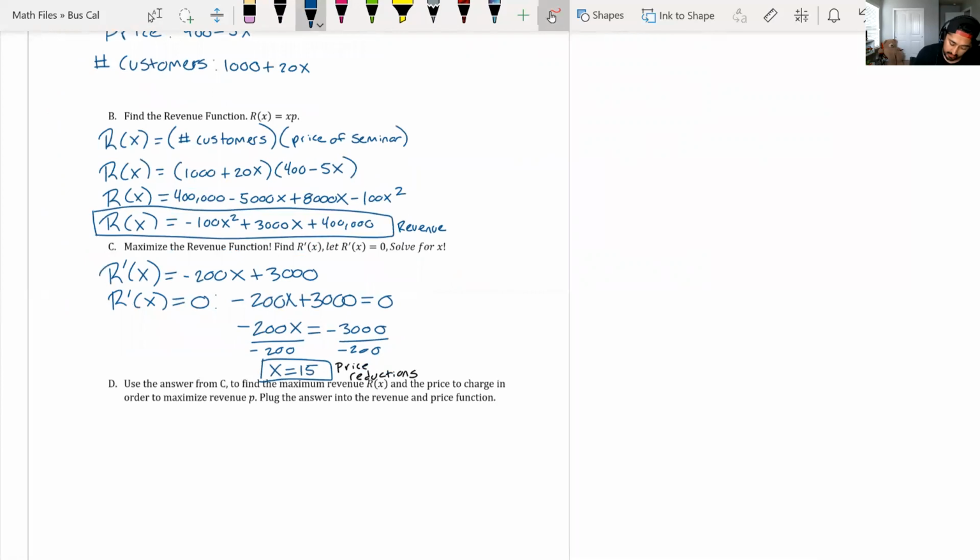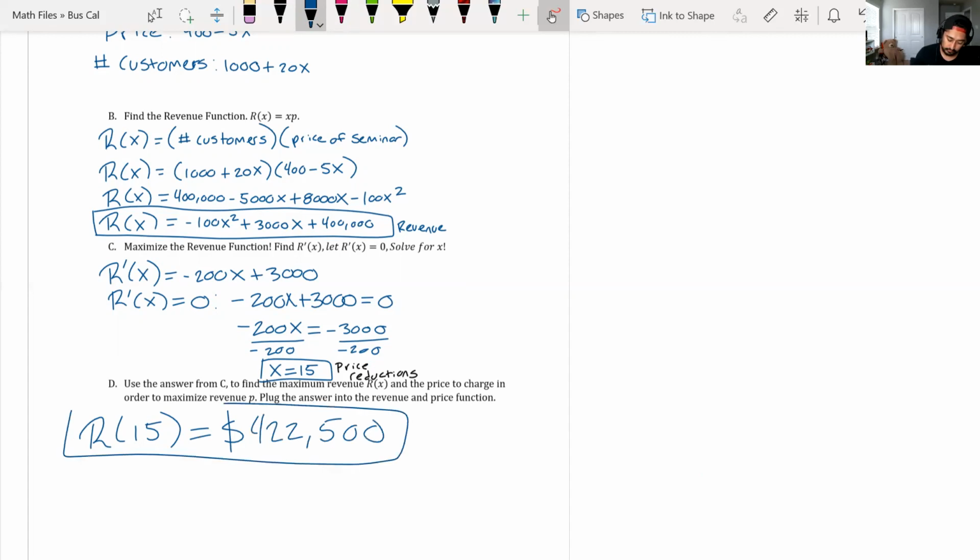So maybe I can fit it here. I'll say R of 15. I'm taking 15, plugging it into the revenue function, right? That's what this is. Okay. So that would be negative 100 times 15 squared plus 3,000 times 15 plus 400,000. And if we do 15 price reductions, this means we will make $422,500 in revenue. This is max revenue.